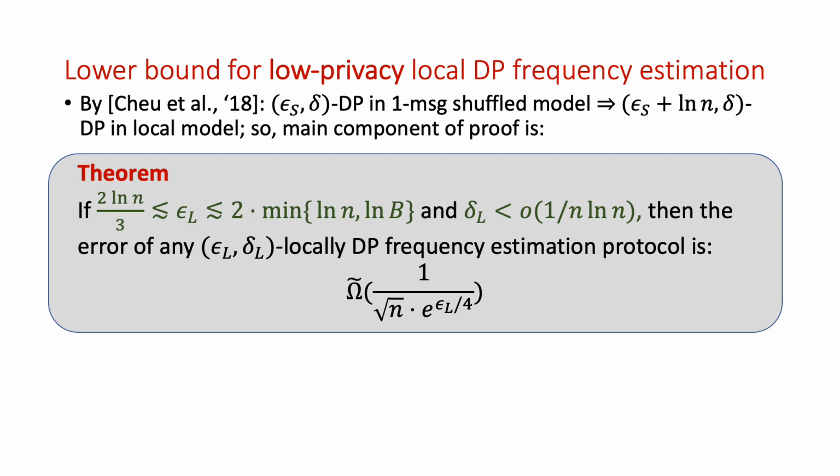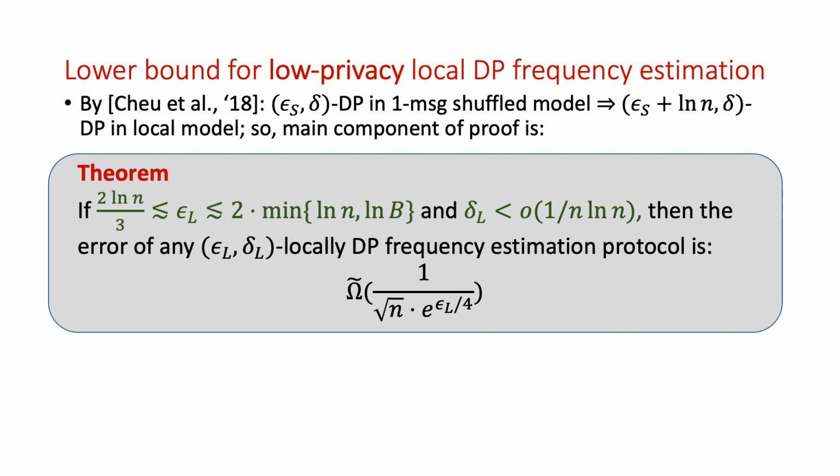So we show that if the local model privacy parameter epsilon_L is roughly equal to natural log of n times a constant factor, and delta_L is sufficiently small, then any epsilon_L, delta_L locally differentially private frequency estimation protocol must have error at least 1 over root n times e to the epsilon_L over 4.